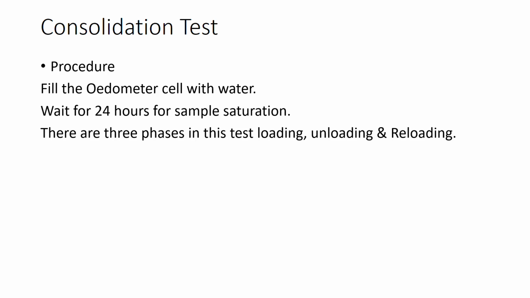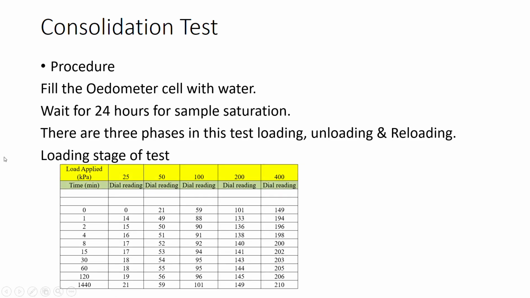There are three phases. One is the loading stage. This is basically the result showing the loading stage. The initial load is 25 kPa, which will be doubled every time up to 400 kPa, and the other column is basically the time we are recording by the stopwatch. So as you put 25 kPa, immediately you need to start the stopwatch and record the reading at all these intervals for each loading.